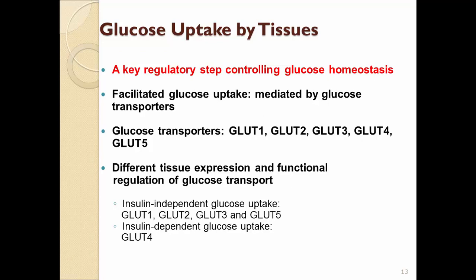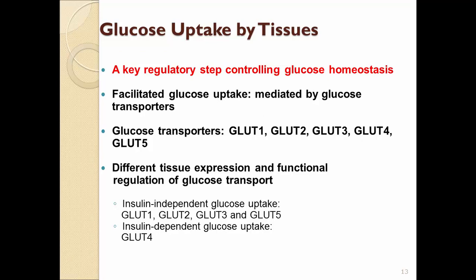Okay, now let's talk about glucose uptake by tissues. We know that glucose uptake is very important, right? I mentioned that if something is wrong with glucose uptake, then you have lots of serious metabolic problems, like diabetes, right? Diabetes patients usually have lower GLUT4 levels in the muscle and lower glucose transport activities in the adipose tissue. So this is a key regulatory step controlling glucose homeostasis.